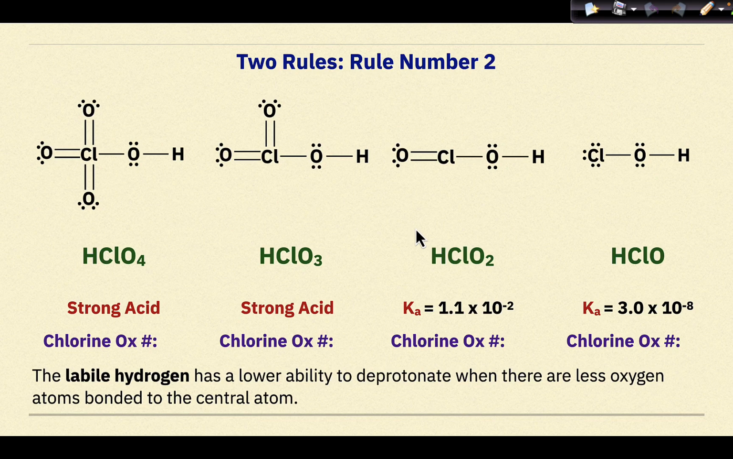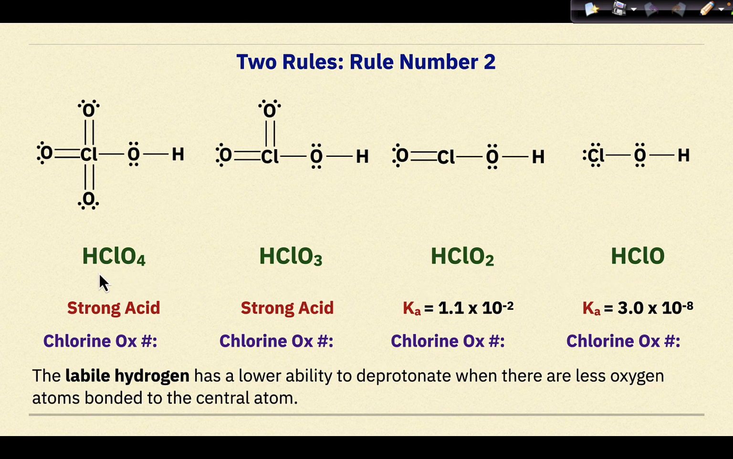So here we have 4 acids: HClO4, HClO3, HClO2, and HClO, all that differ by 1 oxygen. HClO4 and HClO3 are considered strong acids, so they do not have Ka values. We notice that the Ka value gets smaller as the number of oxygens decreases. We can also look at the oxidation number on the chlorine as we go from a strong acid to our weakest acid.